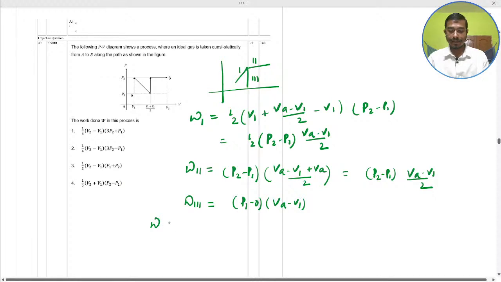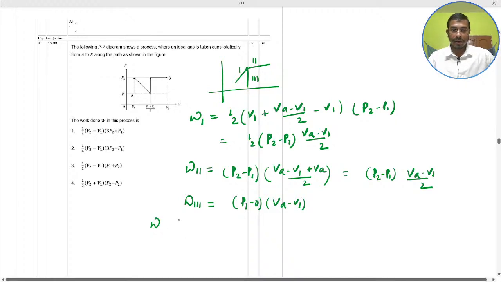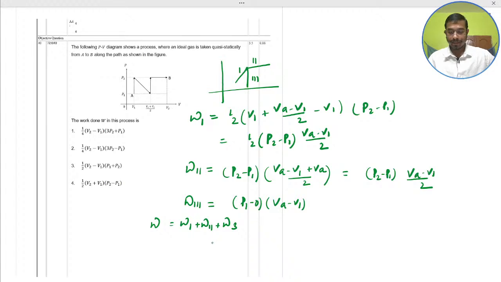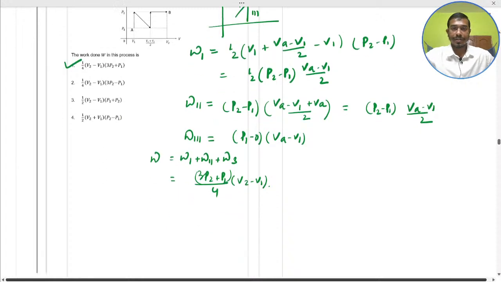So the total area, so the total work done is W1 plus W2 plus W3. Okay, calculate and you would get the value 3P2 plus P1 by 4 into V2 minus V1. Option A would be the correct: 3P2 plus P1 into V2 minus V1 by 4. Okay, option A would be the correct. Next, go ahead.